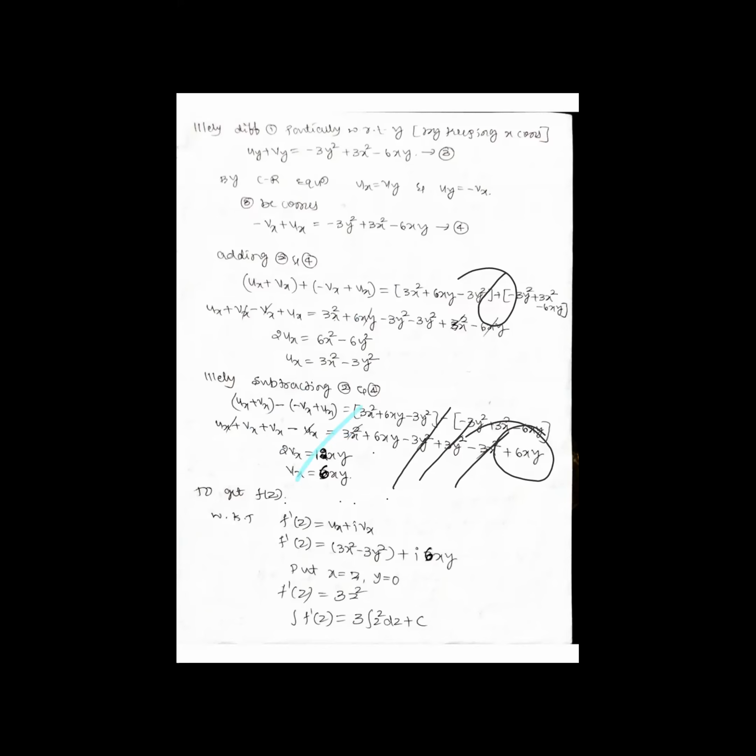So we got ux and vx. So I want f dash of z. To get f dash of z, as we have ux and vx, I have to use this formula. F dash of z, ux you write, vx you substitute. Okay, and next put x equal to z and y equal to 0. So y equal to 0 means this will be 0. Only 3z square will come. So f dash of z is equal to 3z square.